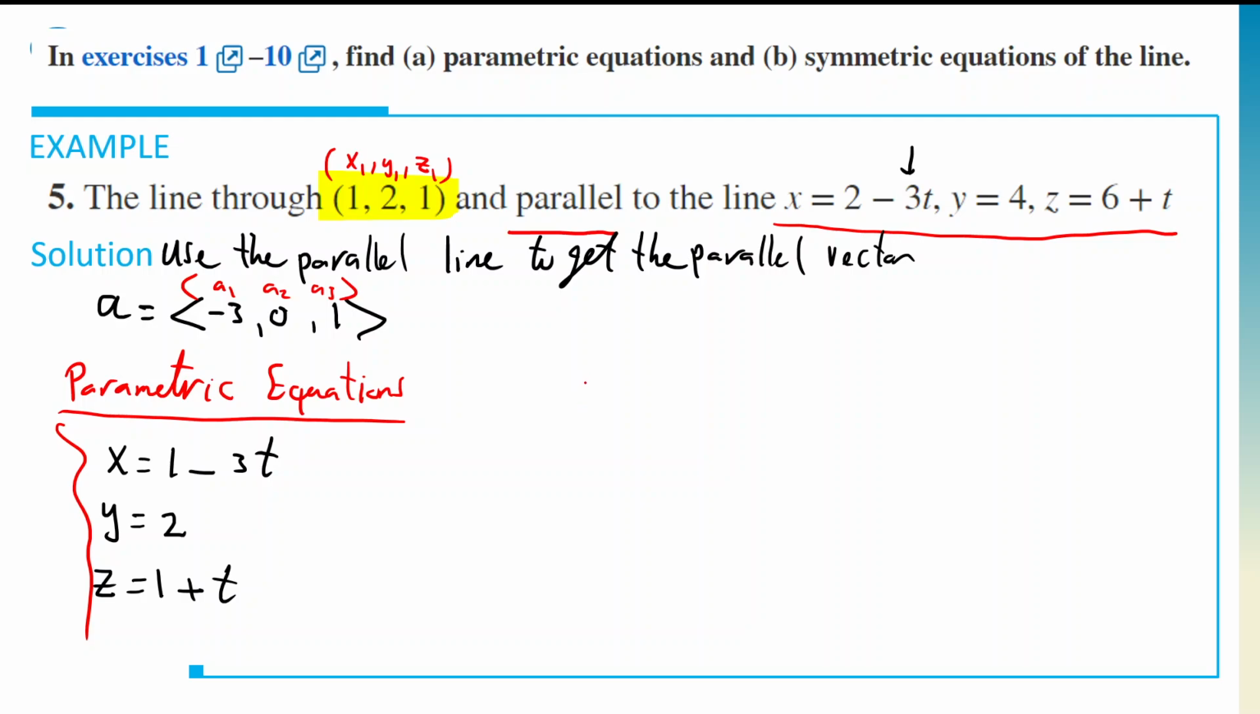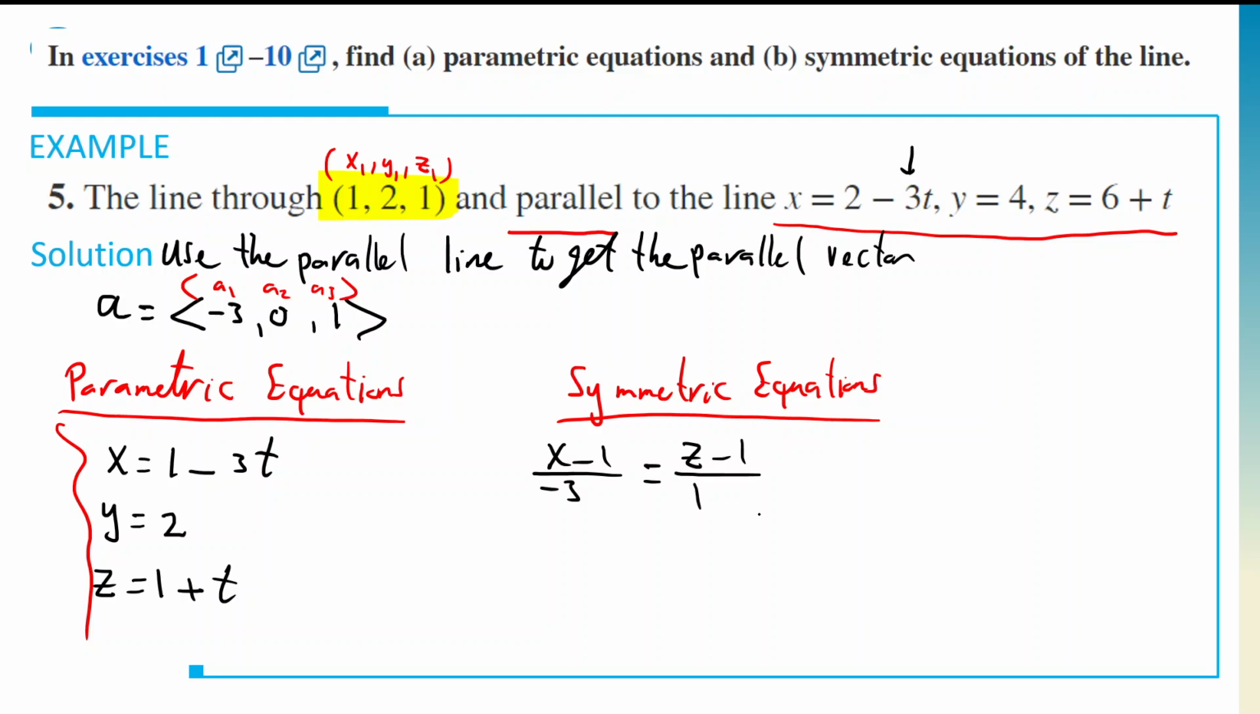Now I need to find also symmetric equations. Okay, I need to solve for t. Now notice the middle one has no t. I'll do the ones with t first, and then I'll tell you what to do with the one without t. So for x, it's x minus 1 over -3, equals z minus 1 over 1. There's nothing here. Now what to do with the one without t?